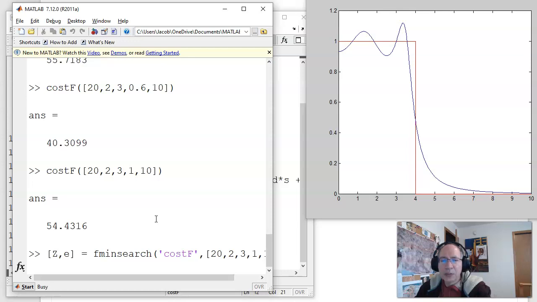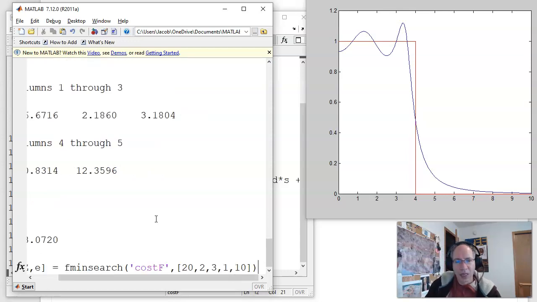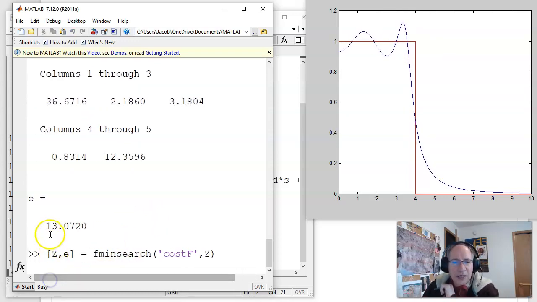In that case, what you can do, let it solve. I can sit there and tell it, pick up where you left off. Using the previous solution, keep going, can I do better? And kind of see that I had the solution, the sum squared error is 13.07. Let's see if I can make that smaller.